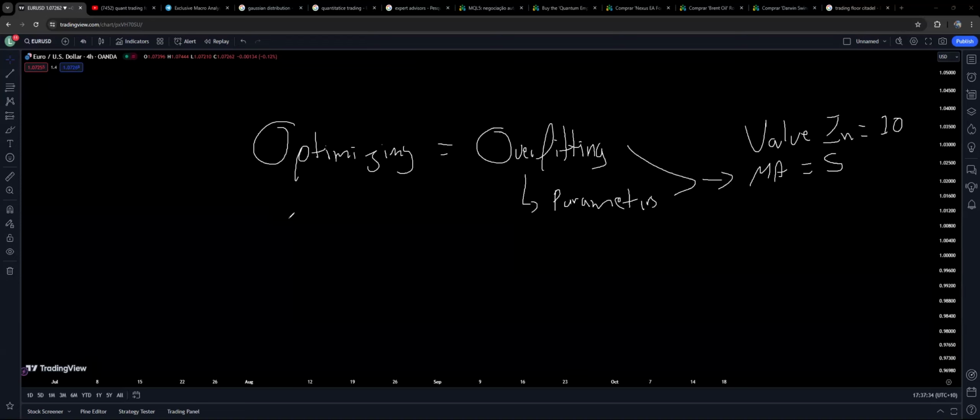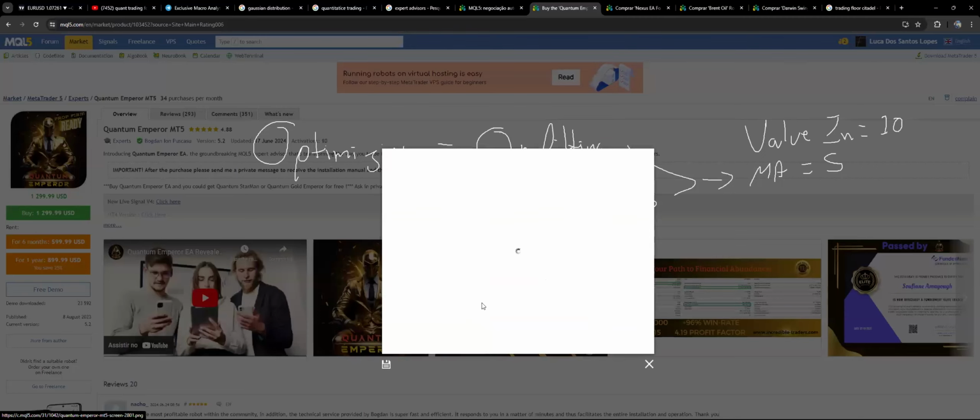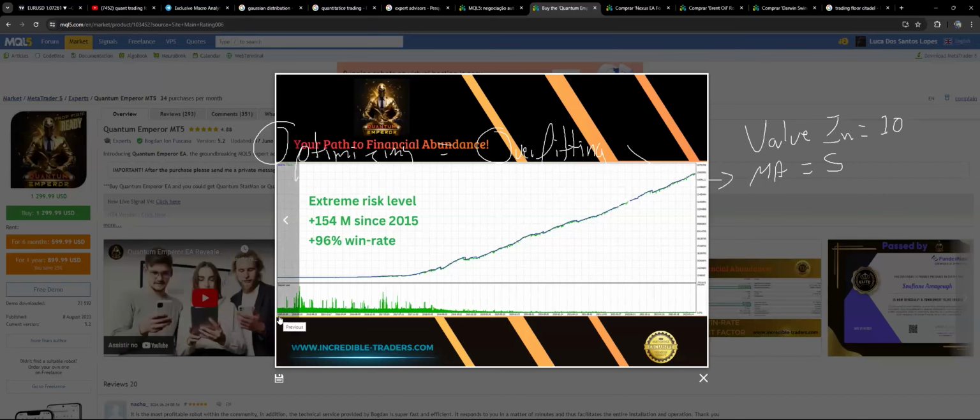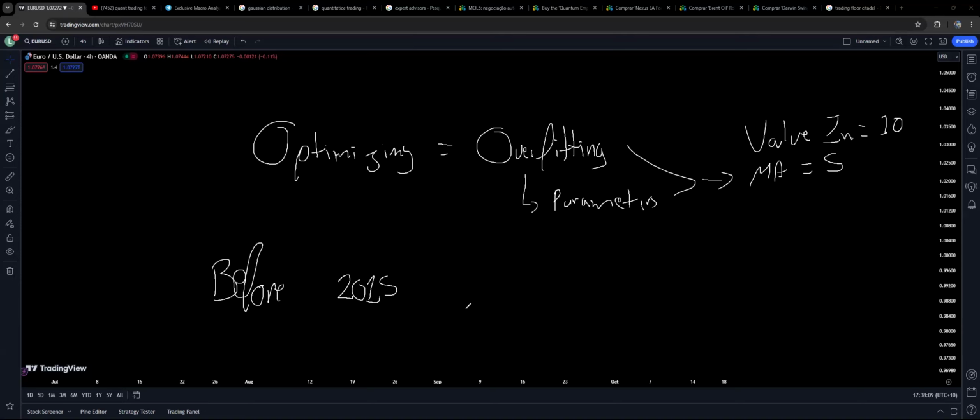But the big catch is here. The big catch is here, okay? If we look at this, he is from 2015, right at the bottom here, all the way to 2023, okay? So since 2015. Now, if he takes the same inputs, exactly the same inputs, and puts lower, before 2015, it will fail. Okay. Does anyone know why?